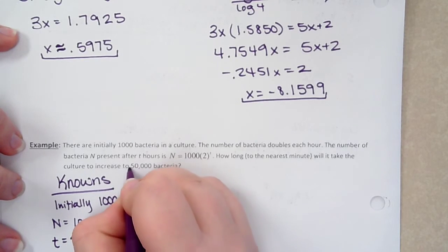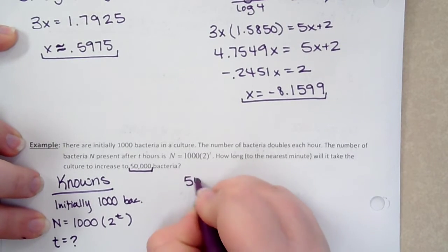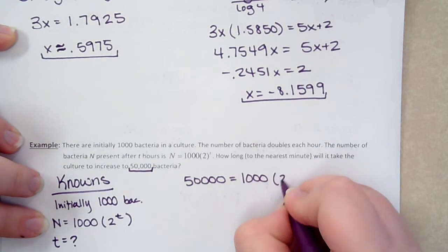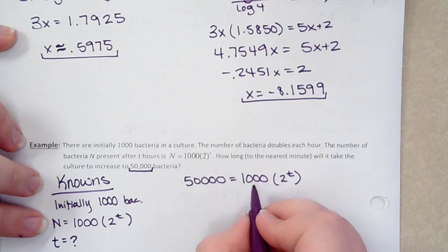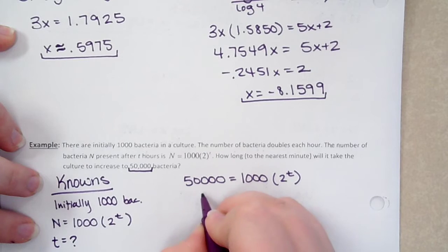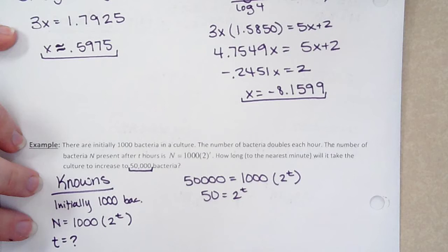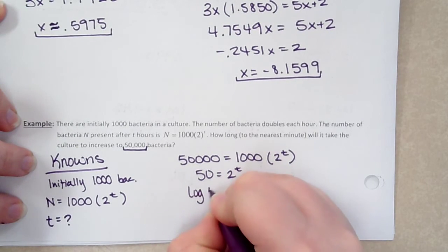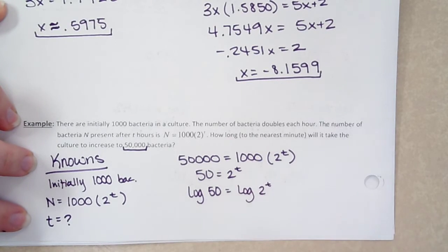If I know that I want my number of bacteria to be 50,000, I'm immediately going to plug that in for my n. So 50,000 equals the 1,000 times 2 to the t. And now all I'm doing is quickly solving for t. So go ahead and divide that over. You get 50 equals 2 raised to the t. We can't really do anything with it in logarithmic form because there's nothing that 2 multiplies 2 or can be raised to get 50. So I'm going to take the log of both sides and say log of 50 is equal to log of 2 to the t.